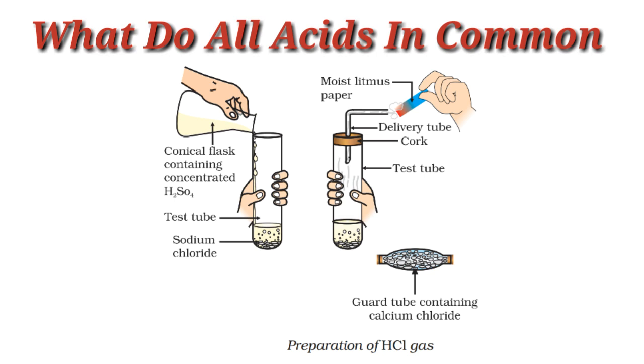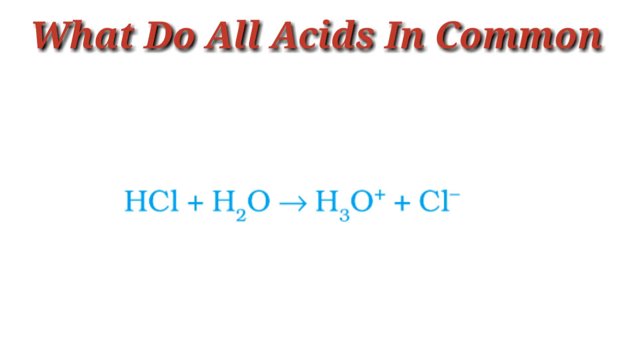Test the gas evolved first with dry blue litmus paper and then with wet blue litmus paper. You can see the color change of blue litmus to red only in the wet litmus paper. This experiment shows that hydrogen chloride gas does not show acidic behavior in absence of water but shows acidic behavior in the presence of water. That is, hydrogen ions in HCl are produced in the presence of water. The separation of H+ ions from HCl molecule cannot occur in absence of water.